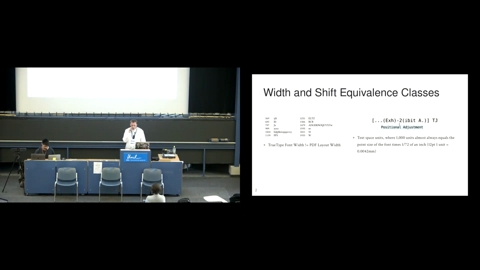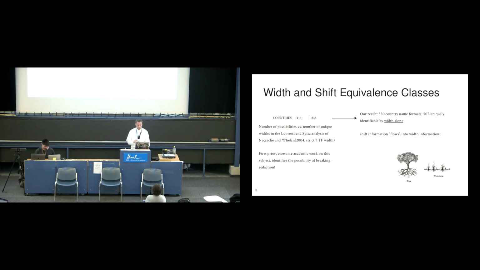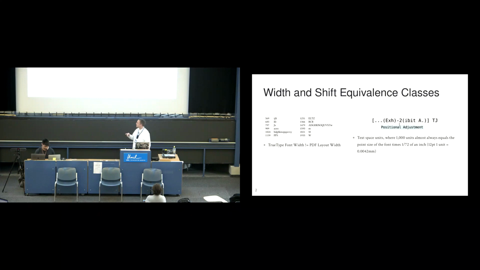So these are incredibly small, sometimes at the subpixel level. So they're almost imperceptible until you throw a computer at the problem. And it's also critical to understand, and I'll say briefly, that the positional adjustments can affect the width of a redaction. So it's not enough to just look at the TrueType font width if you're attempting to break a redaction in a PDF document. You actually need to understand something about these shifts.